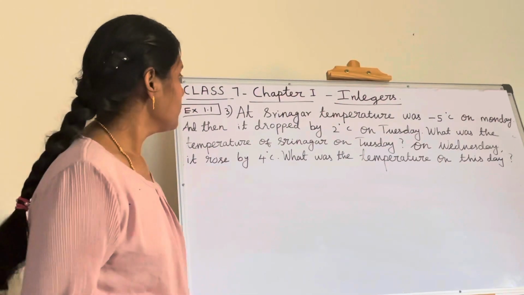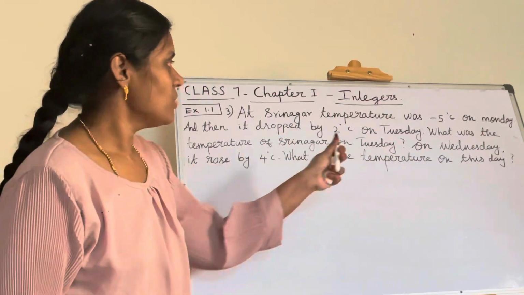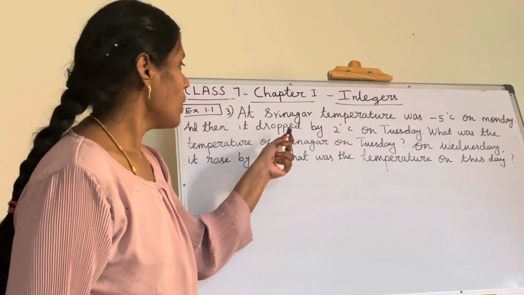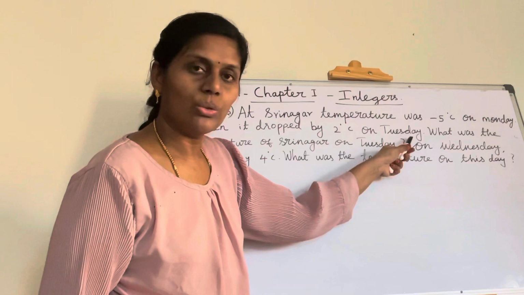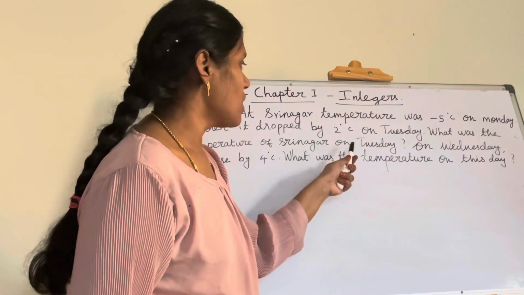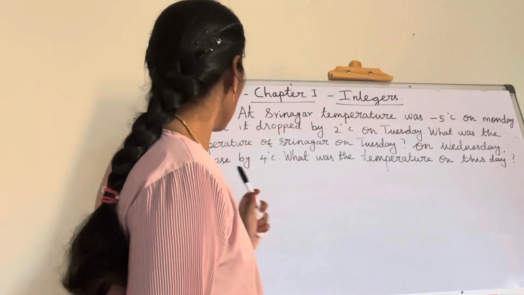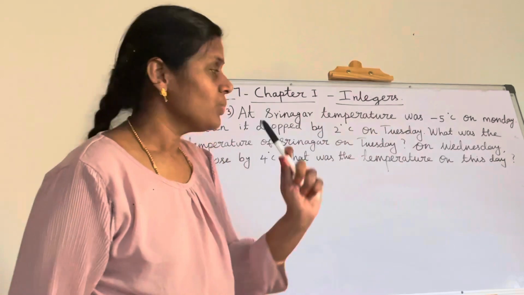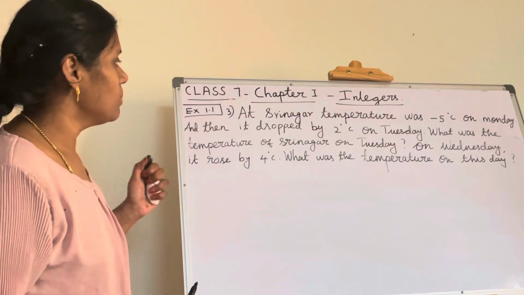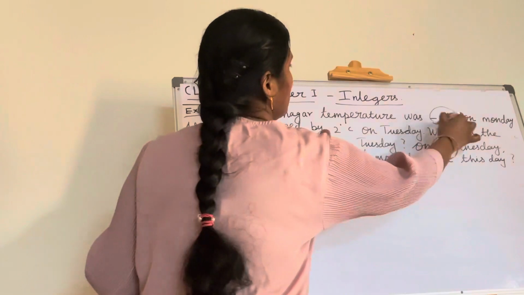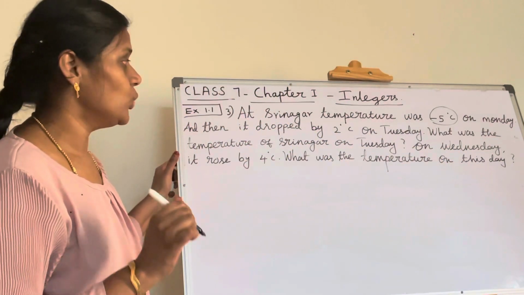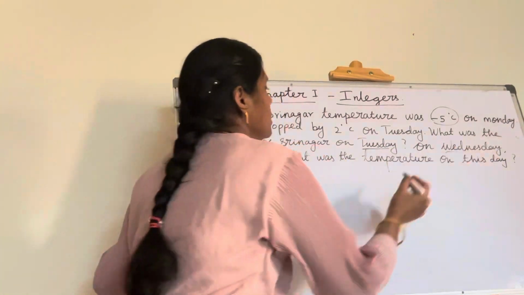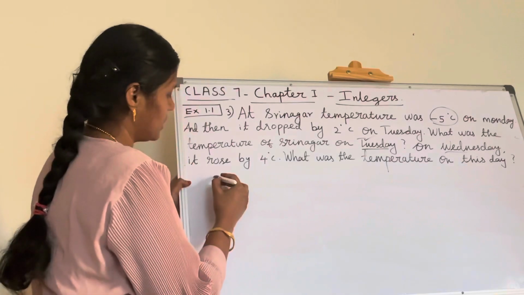Now question number 3. At Srinagar, the temperature was minus 5 degrees Celsius on Monday and then it dropped by 2 degrees Celsius on Tuesday. What was the temperature of Srinagar on Tuesday? On Wednesday, it rose by 4 degrees Celsius. What was the temperature on this day? So initially on Monday, what was the temperature? Minus 5 degrees Celsius. So what do we need to find? Tuesday's temperature and Wednesday's temperature. First let's find Tuesday's temperature.